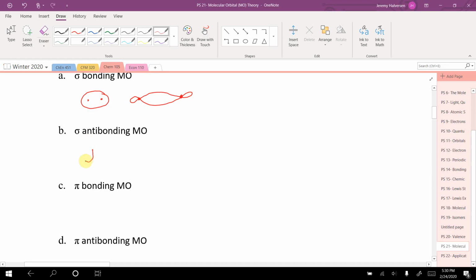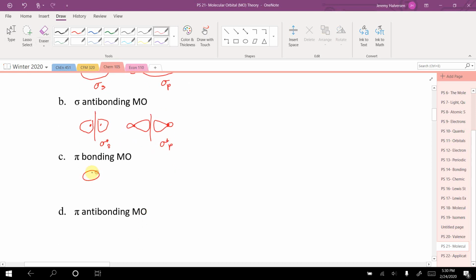So, wow, that's really bad. We've got our node and our two nuclei. And this one, node with our nuclei. So this is a sigma from s's. This is a sigma from p's. Sigma star from s's. Sigma star from p's.